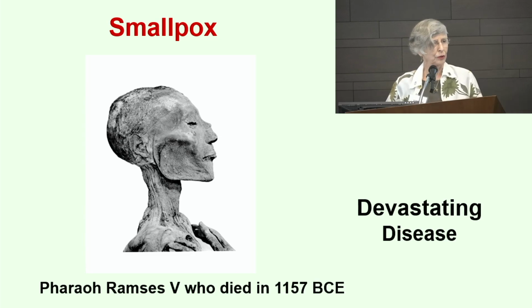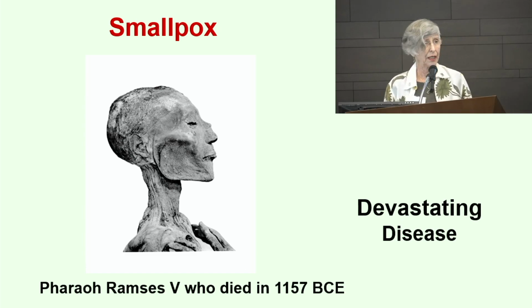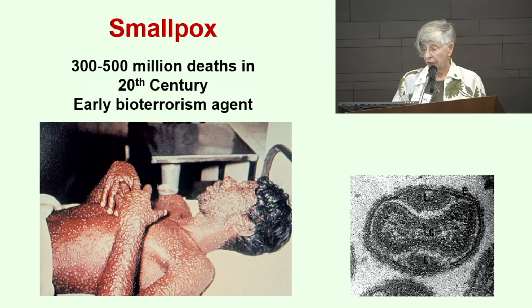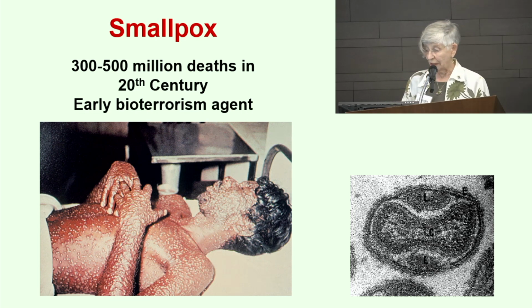So 2 out of 2 now, and this is smallpox. Now, this was one of the biggest killers, and this is Pharaoh Ramses V, and he had pock marks on his face as a mummy. They could tell he'd probably had smallpox. So it's been around a very long time, and it's devastating. 300 to 500 million deaths in the 20th century. Not that long ago. It was really costly.